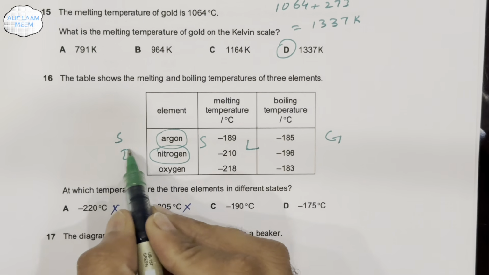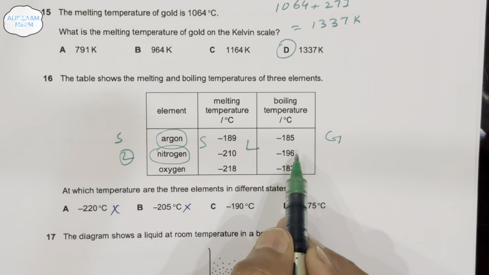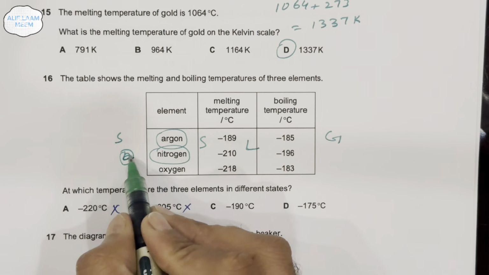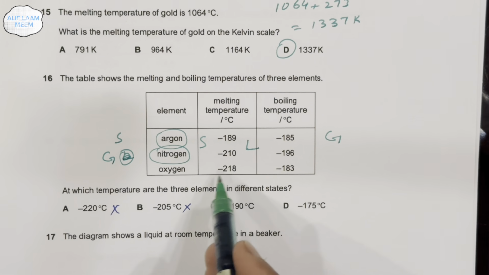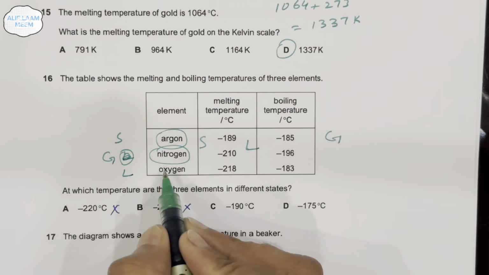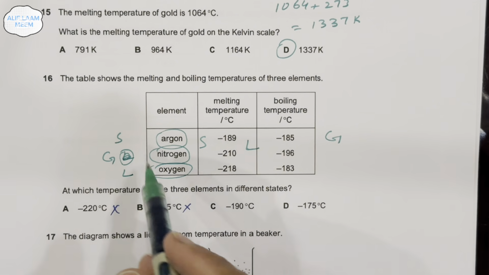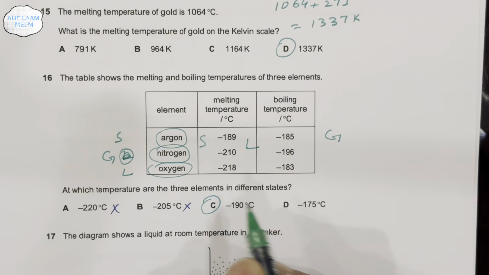Over here, minus 190 degrees Celsius is higher than this, so it should be gas. Nitrogen and oxygen, minus 190 is between those values, so it should be liquid. So nitrogen would be liquid. So all these three states are present at minus 190 degrees Celsius.